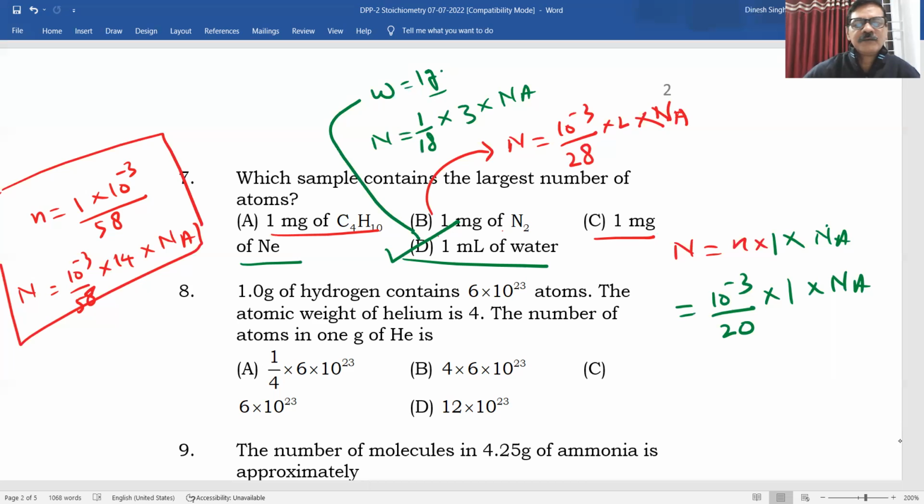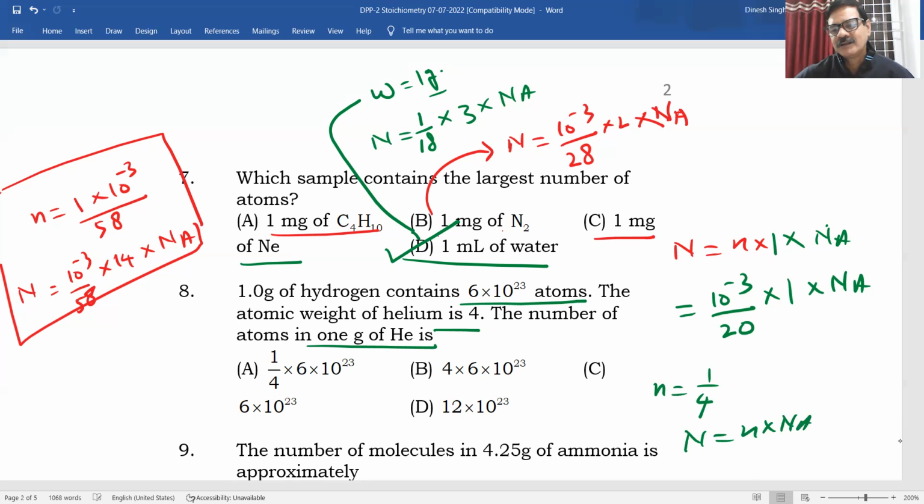After that, 1 gram of hydrogen contains 6 into 10 power 23 atoms. The atomic weight of helium is 4. The number of atoms in 1 gram of helium will be how much? 1 gram of helium, that is the number of moles, will be 1/4. Atoms will be what? N into Na. So N is given, 1/4 into 6 into 10 power 23.